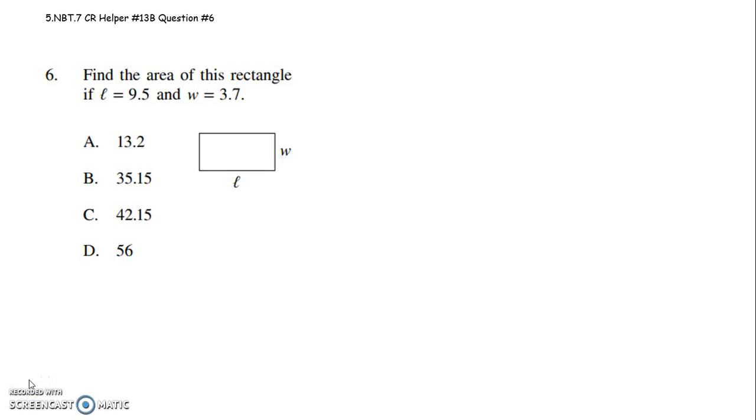All right, sixth graders, this is to help you with question 6 on CR 13 version B. It says find the area of this rectangle if the length is 9.5 and the width is 3.7. Okay, so your length is 9.5 and your width is 3.7. So first of all, you need to know your formula for the area of a rectangle.